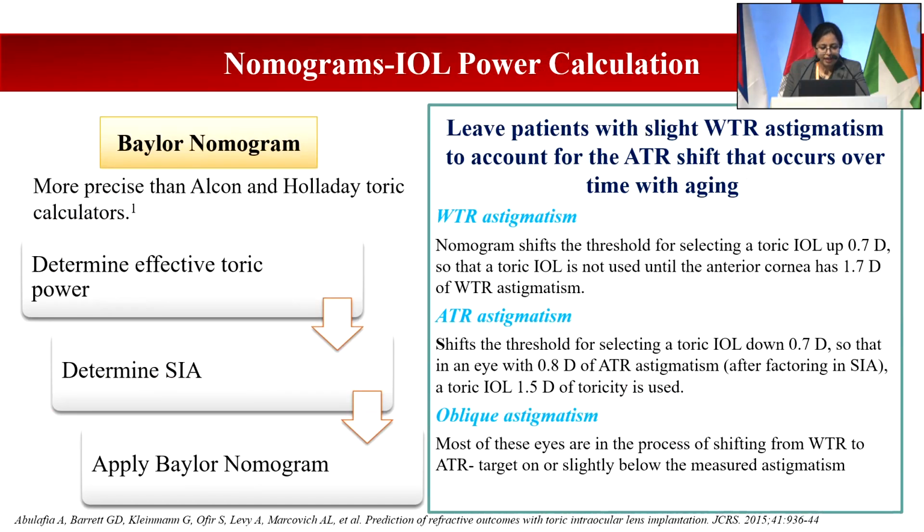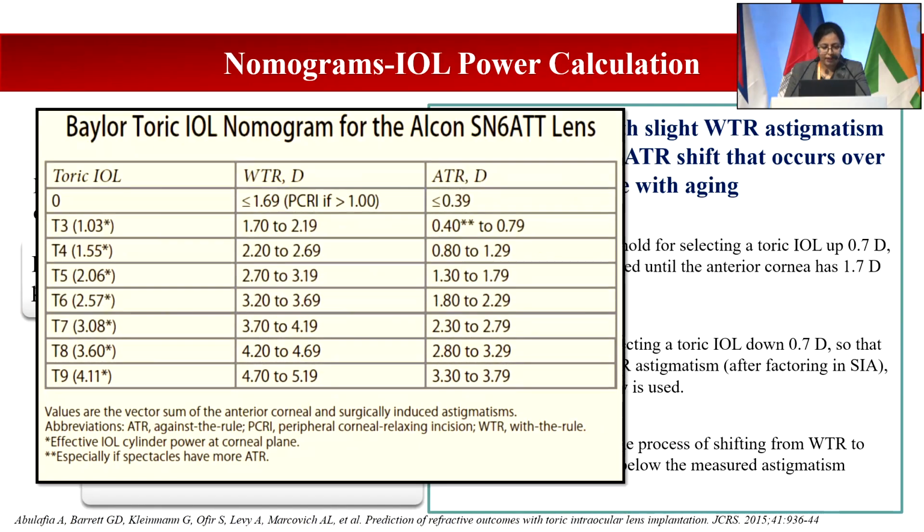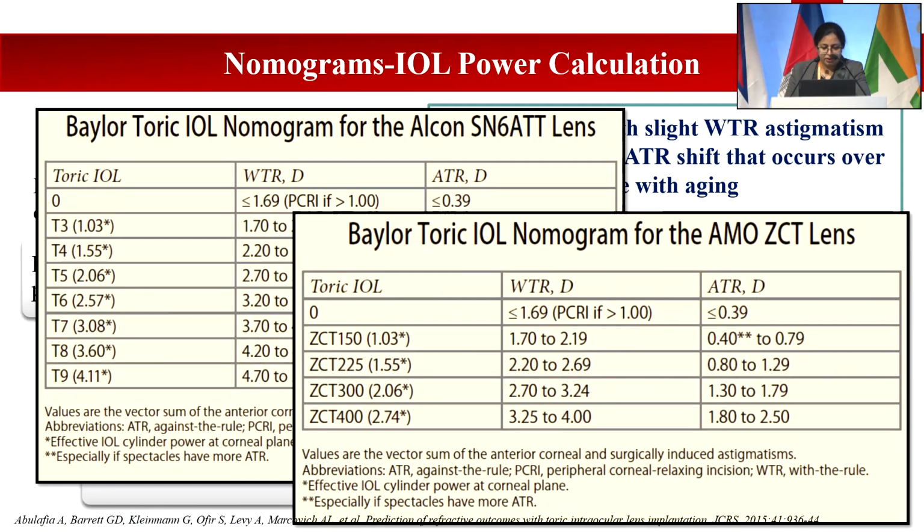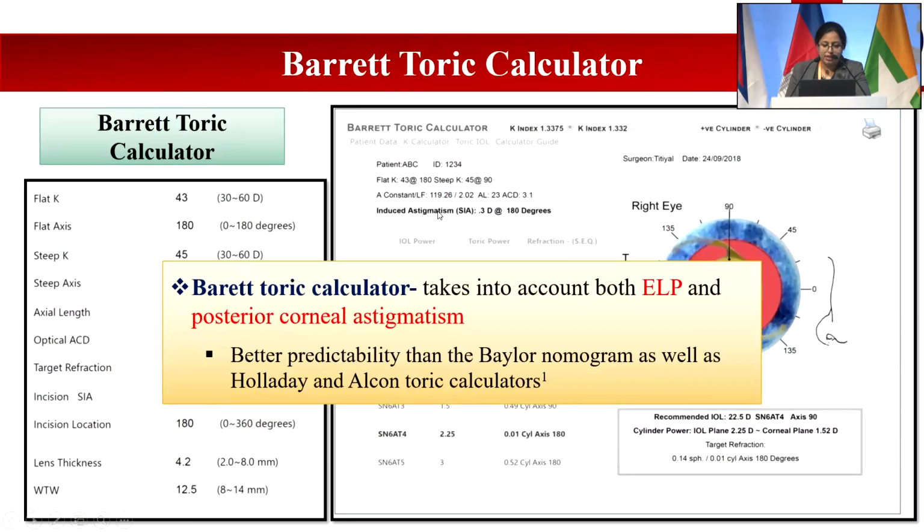This is just an example of a Baylor nomogram in which you leave the patients with slight with the rule astigmatism to account for the shift from with the rule to against the rule that occurs with time with aging. So if you look at these nomograms that Baylor has given, for with the rule astigmatism, your threshold is much higher, till 1.69 you can go without a toric. For against the rule, 0.4 or more, you should implant a toric intraocular lens.